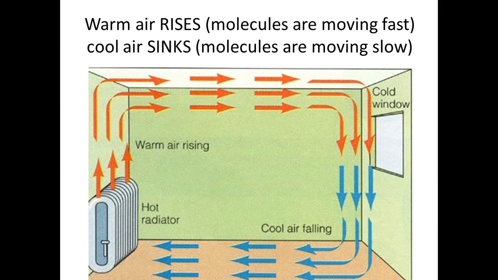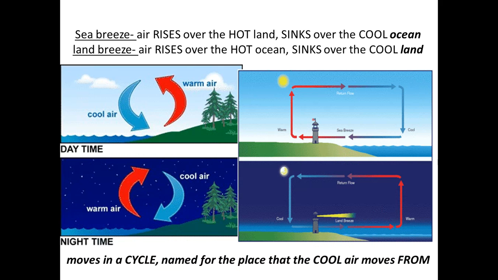Talking about convection currents, just know warm air rises, cool air sinks. That's what we see in sea breeze and land breeze. Sea breeze is when the air rises over the hot land and sinks over the cool ocean. Land breeze: air rises over the hot ocean, sinks over the cool land. It moves in a cycle. It's named for the place that the cool air moves from.